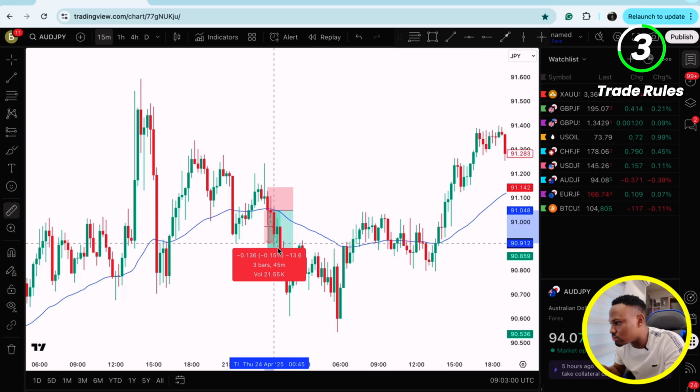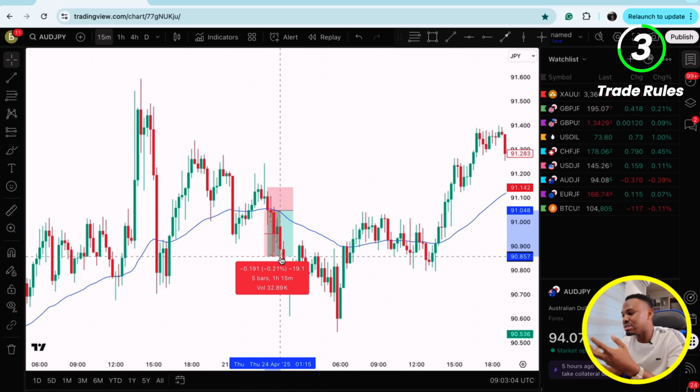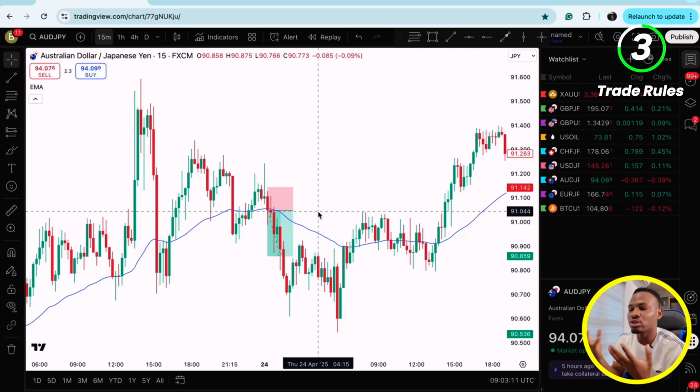So how many candles took me to get there? Just about this much candle. Just 1 hour, 15 minutes, 5 candles to get there. You can keep doing that on and on and on. That is my entry strategy.